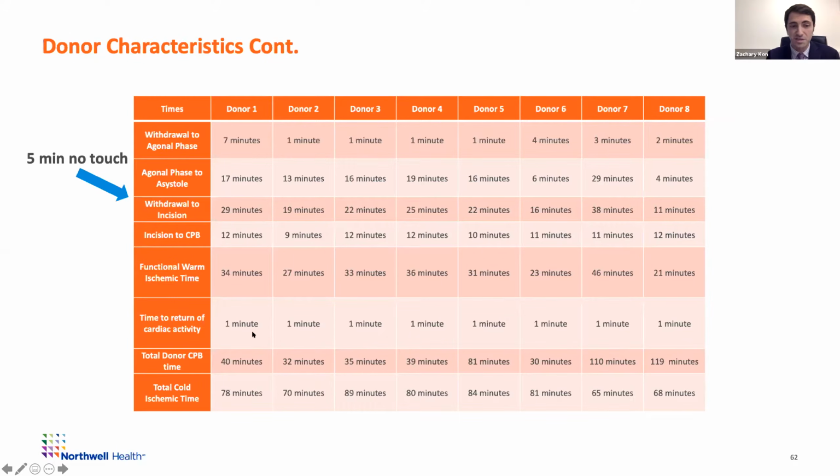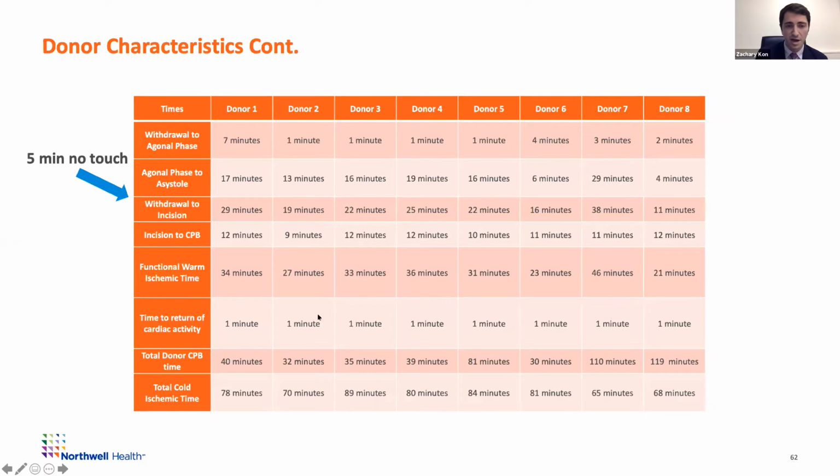And what's equally interesting is the time it takes to actually start having sinus rhythm in these patients. And it was universally within a minute. Once or twice, I think we had a patient whose initial rhythm was a fibrillatory rhythm that we shocked once and then returned to a sinus rhythm.